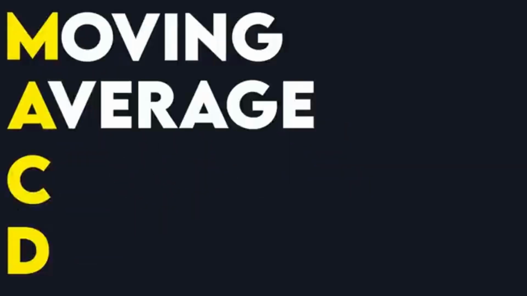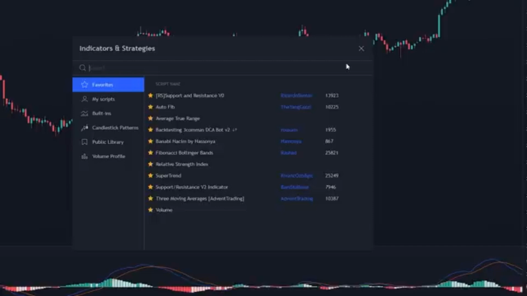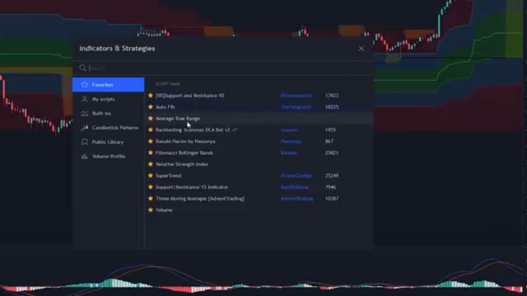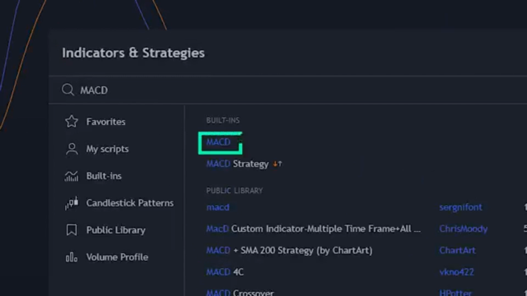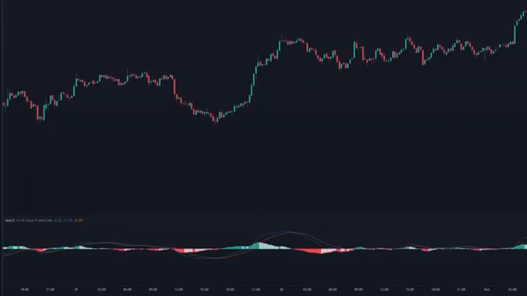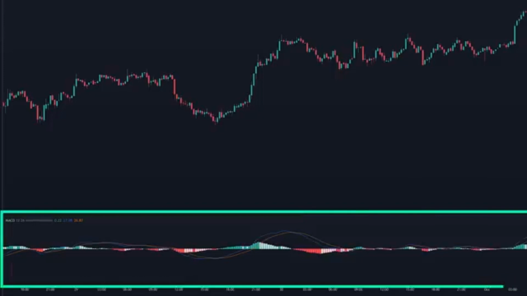MACD, or the moving average convergence divergence, is one of the most popular technical indicators used by traders. Essentially, this indicator uses moving averages to find trends in the market. So make sure you watch this full video to see how I pair it with some other indicators. First things first, let's add the MACD indicator to our chart.